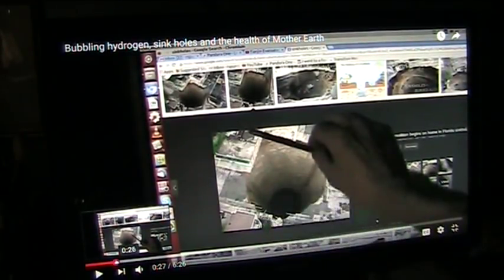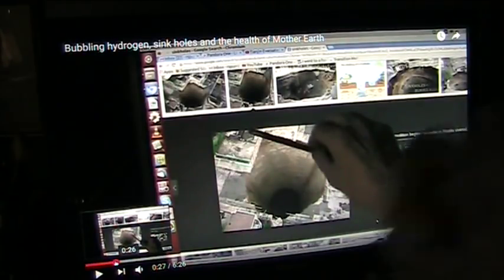Now, you look at that and you say, whoa, that is a serious sinkhole. Absolutely. And why are these happening? Well, they're happening because we sucked everything out of the ground. That's what happened. We sucked everything out of the ground. So what do we end up with?